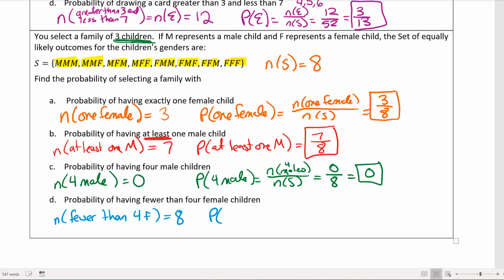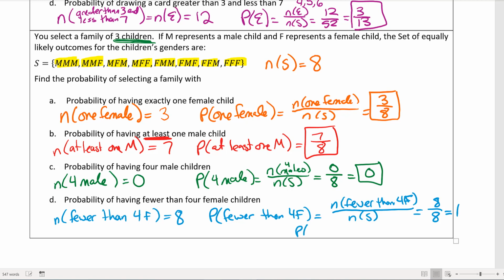So the probability of fewer than 4 females is the number of fewer than 4 females divided by the number of our sample space, which is going to be 8 over 8, which is 1. So the probability of this event is 1. So if you think about this, the probability of having fewer than 4 females is 1. That means it's a certainty. If your probability is 1, that means this is a certainty, meaning it's going to happen.